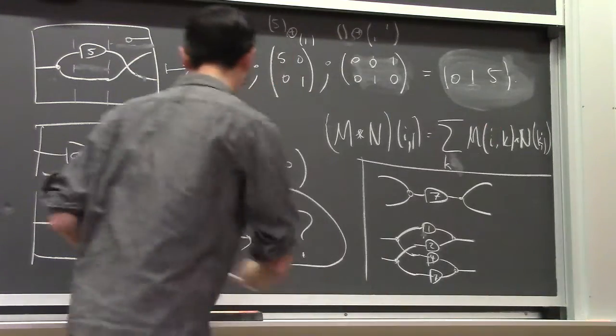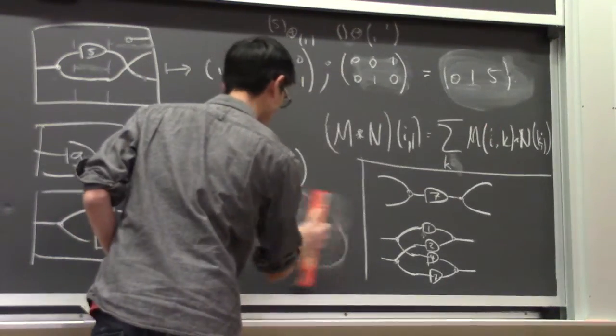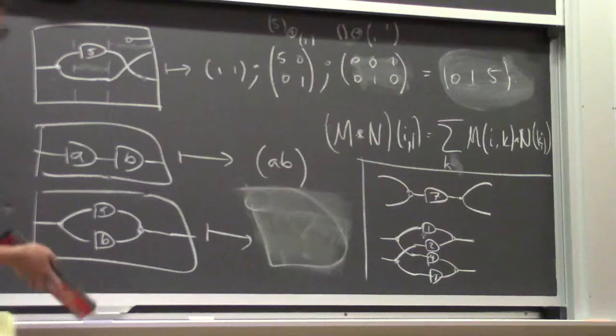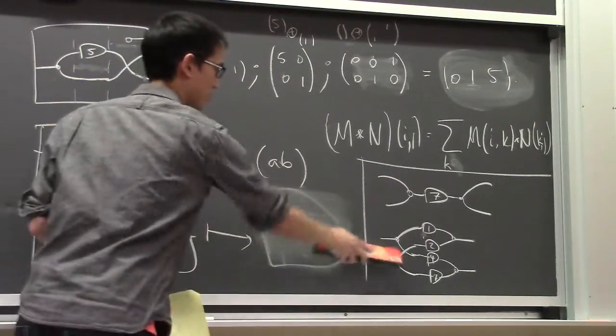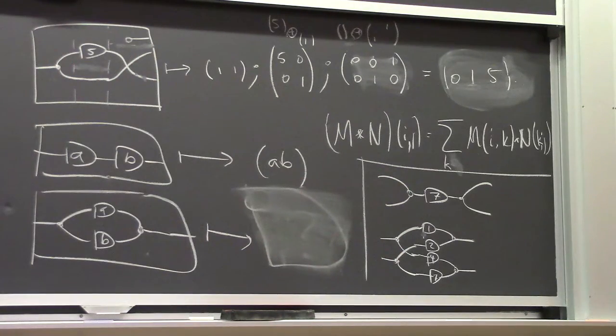Okay, so here are some questions. Tell me what these 3 signal flow graphs are. Tell me which matrices these 3 signal flow graphs are mapped to under this functor S. I'll give you maybe 3 minutes to think about that.